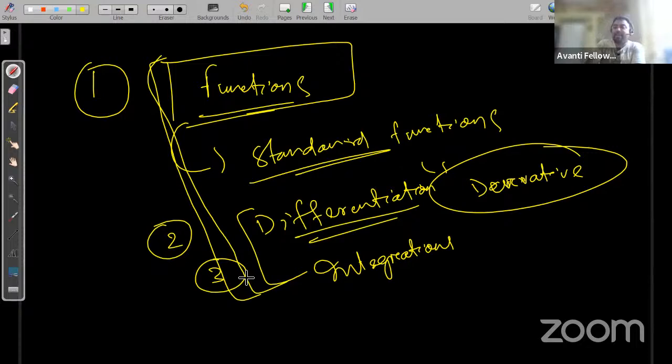So bye bye, take care everyone, thank you all. That's all for today's class, and we'll start tomorrow from number system and sets. The first topic we'll start in tomorrow's class is number system and sets, or you can say sets and number system. Till then, bye bye, take care everyone.